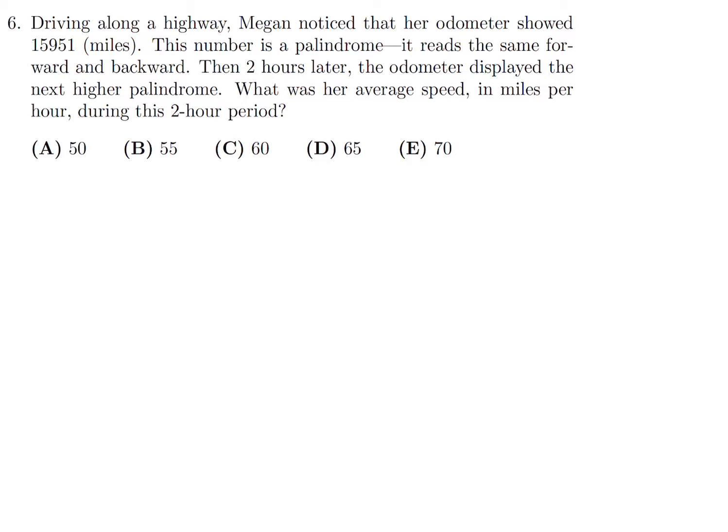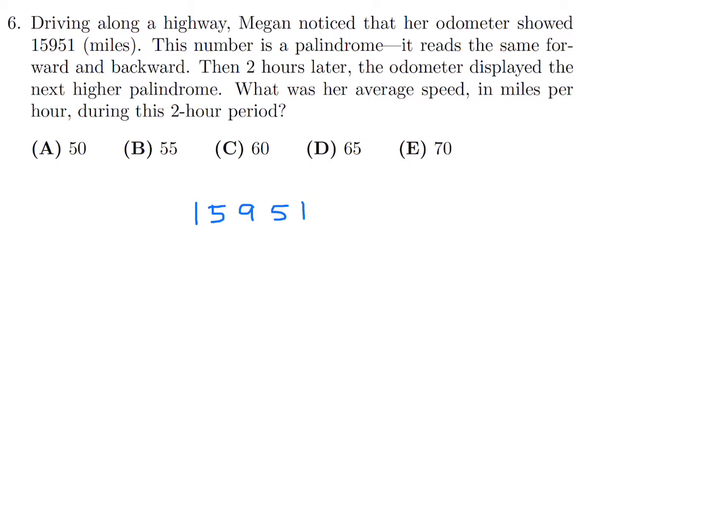Driving along a highway, Megan noticed that her odometer showed 15951 miles. This number is a palindrome. It reads the same forward and backward. Then 2 hours later, the odometer displayed the next higher palindrome. What was her average speed in miles per hour during the 2-hour period?